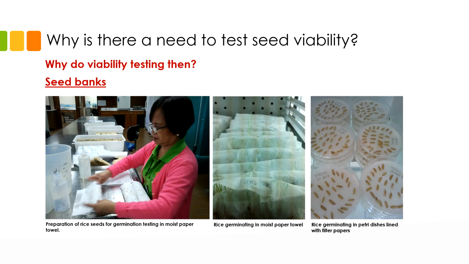This slide illustrates some of the practical aspects of seed viability testing carried out at IRRI. In the leftmost picture, a technician is preparing rice seeds for germination testing using the moist paper towel method. The middle picture shows rice seeds already germinating in moist paper towels placed inside an incubator, where temperature and humidity are carefully controlled. In the rightmost picture, rice seeds are being germinated in petri dishes lined with moist paper towels, another common setup for monitoring germination. These images highlight the standardized procedures used to evaluate seed viability, ensuring that results are consistent and reliable across tests.